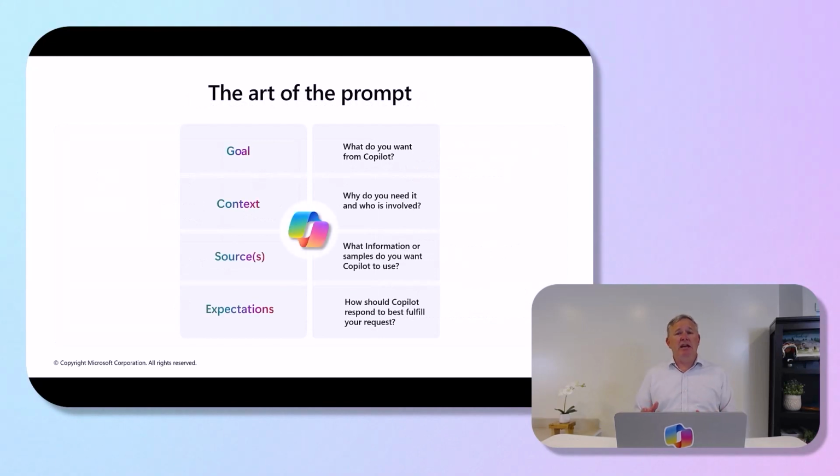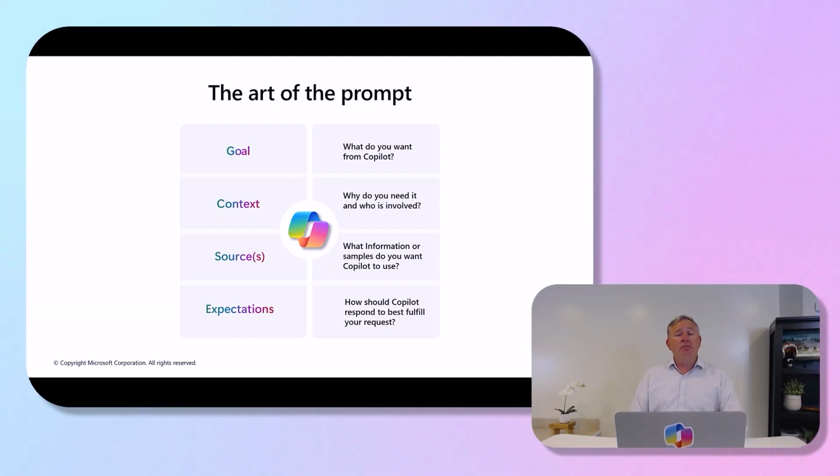As we work together today, I want to start working with you on something called the art of the prompt. When we prompt Copilot, we need to make sure that our prompt contains the 4 components necessary to get great results from Copilot. Those 4 components are the goal, the context, the source, and the expectation. If we help Copilot know exactly what it is that we want, Copilot has a much higher chance of responding in a way that we desire.